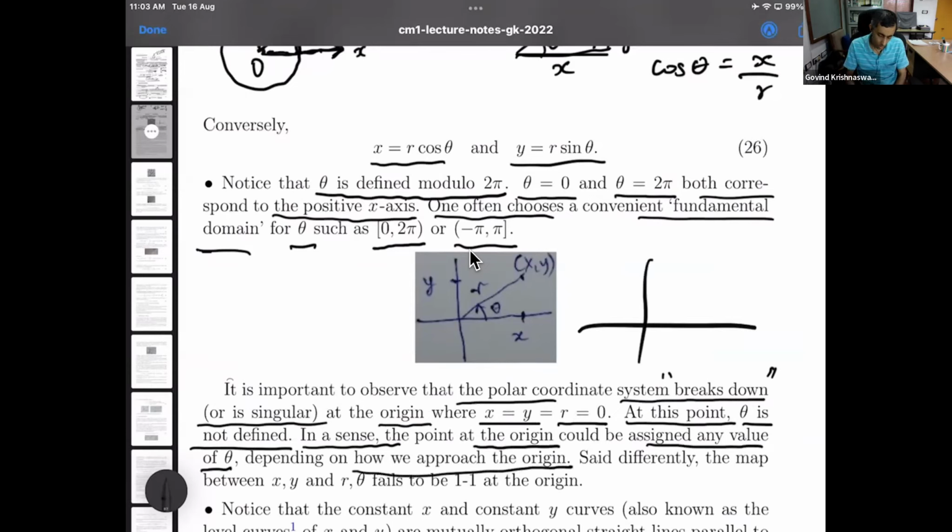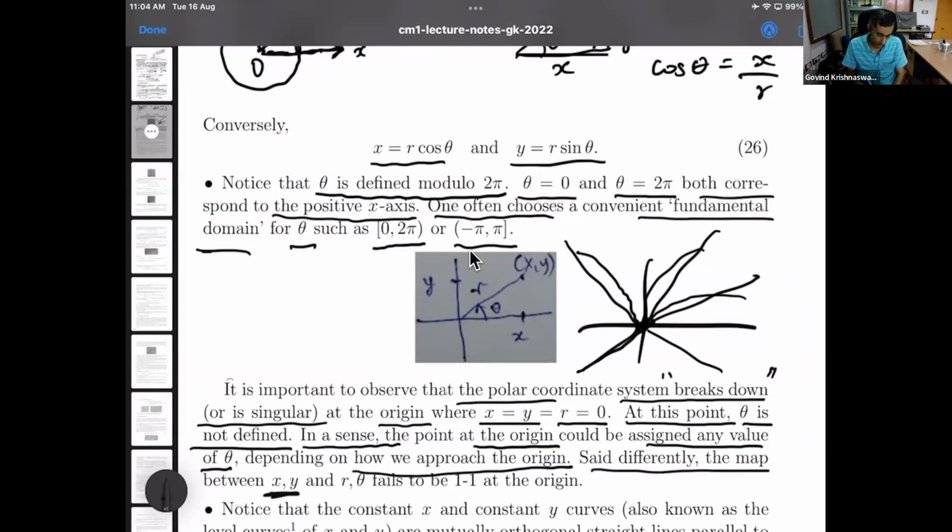So this is the origin, and I approach the origin along different curves of constant theta. Let us say I approach along a curve of constant theta. Then theta didn't change at all, so I may assign that value of theta to the origin. But there are many ways of approaching the origin. So the origin does not have a single value of theta. So said differently, the map between xy on the one hand and r theta on the other hand fails to be 1-to-1 at the origin.